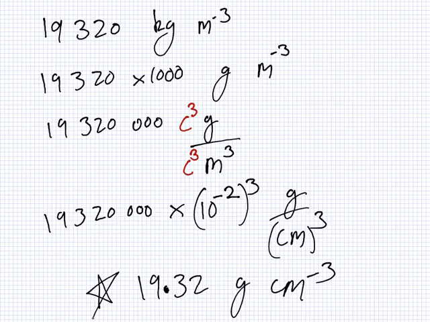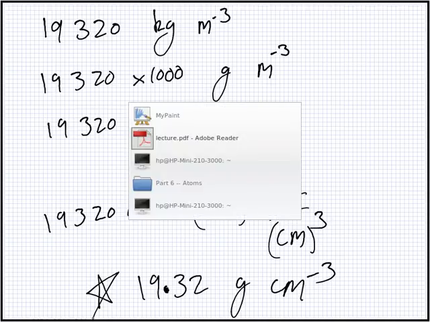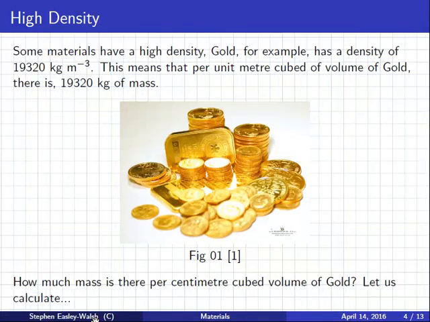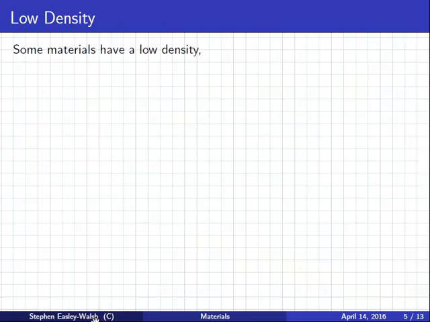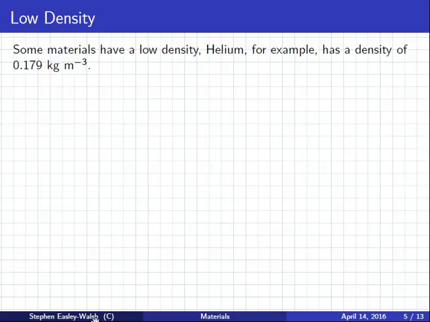Okay, I need to continue here. Right, so that's gold. Some materials have a low density, like helium. Do you know helium? He, for example, has a density of 0.179 kilograms per meter cubed.